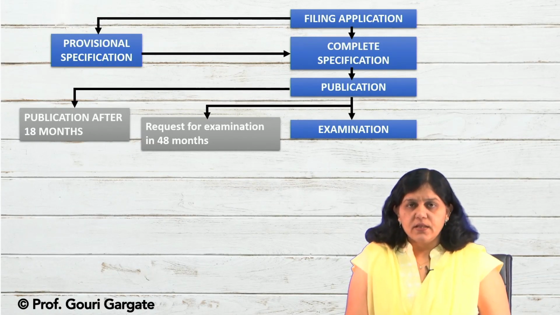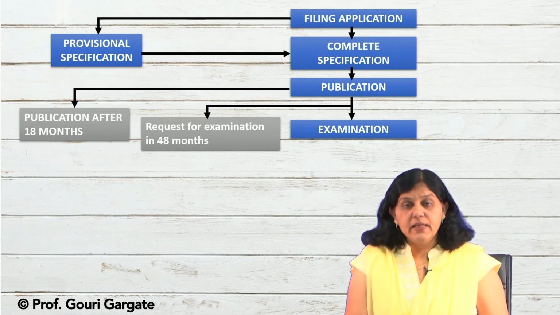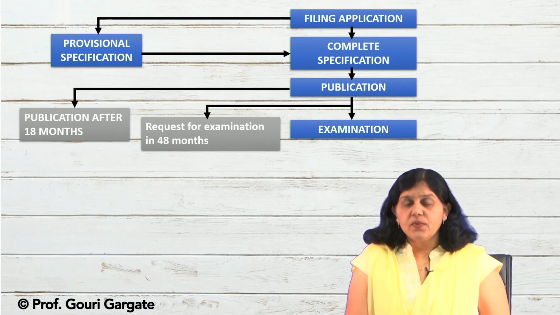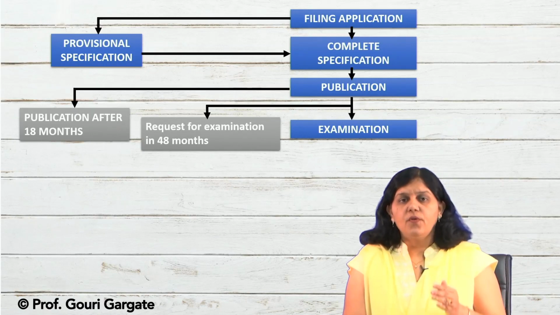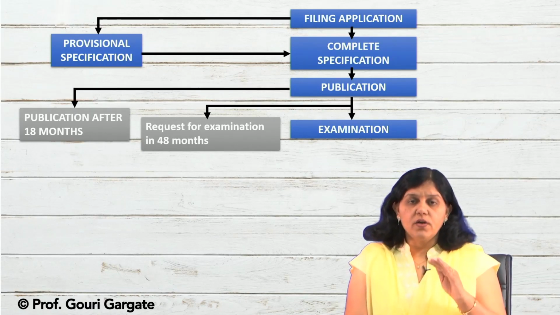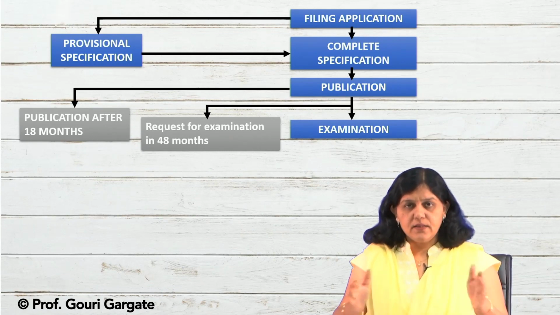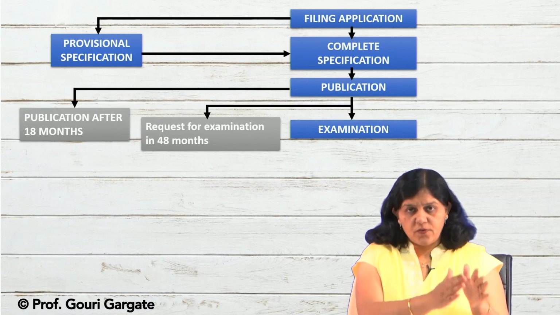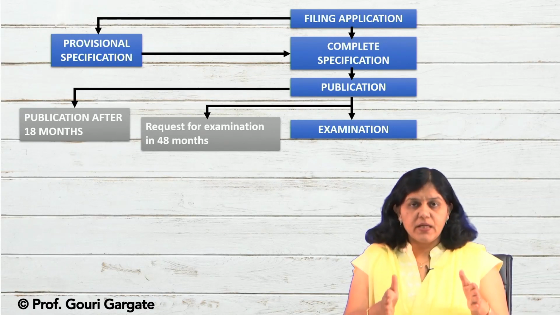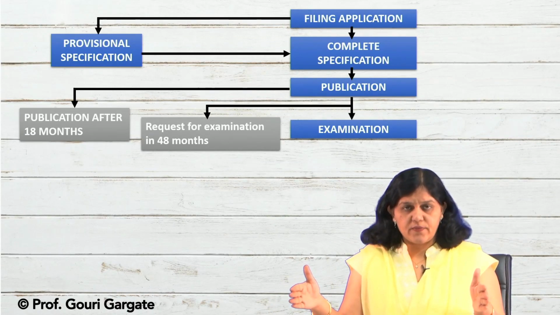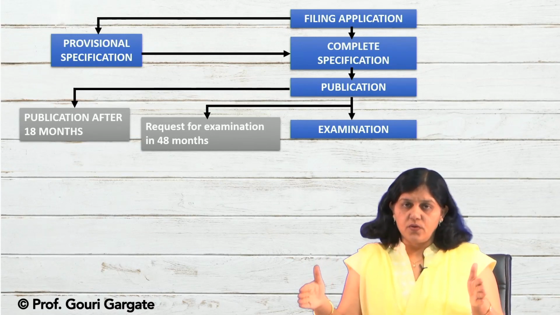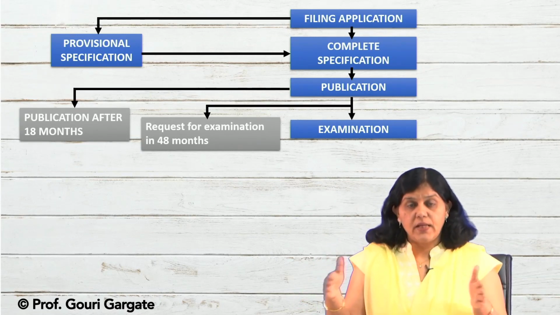So, the next question is, is there any timeline for filing this request? Yes, the timeline is 48 months. Anyone who has filed a patent application has, from the priority date, 48 months to file the request for examination. So, that is the timeline. So, you have filed at 0, at the end of 18 months is publication, and you have a time of 48 months for filing the examination request. If that timeline is not followed, the applicant will lose that patent.